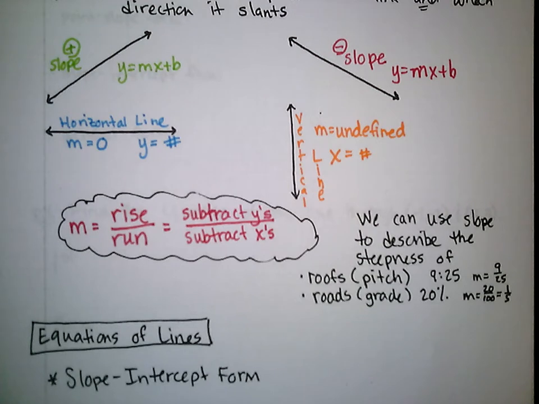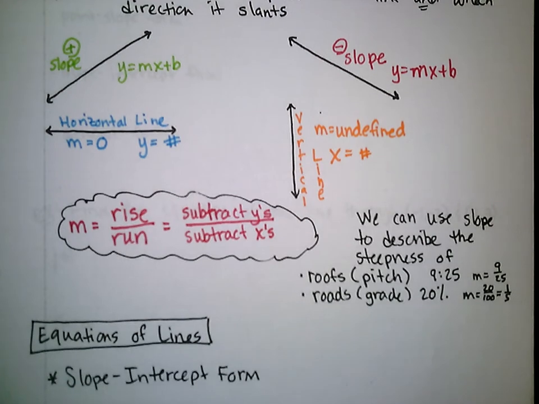Roofs, the pitch is given like a 9/25. So that would mean that there's a slope of 9/25, a rise of 9 for every run of 25.